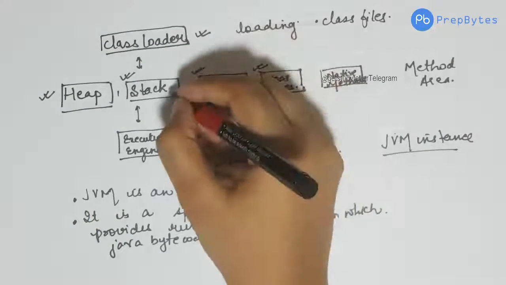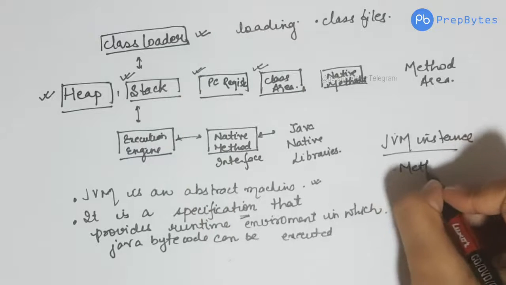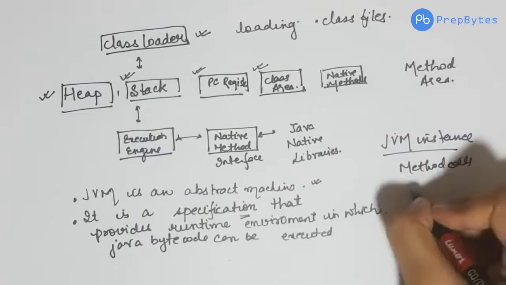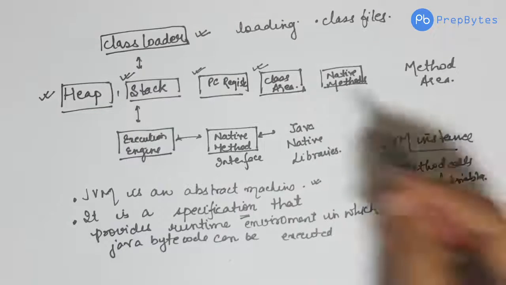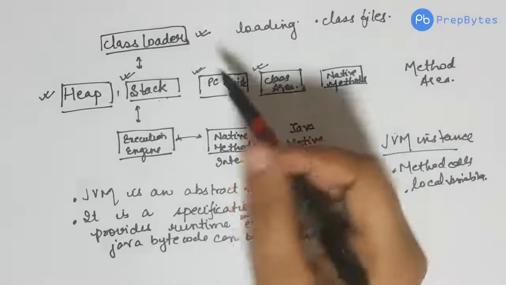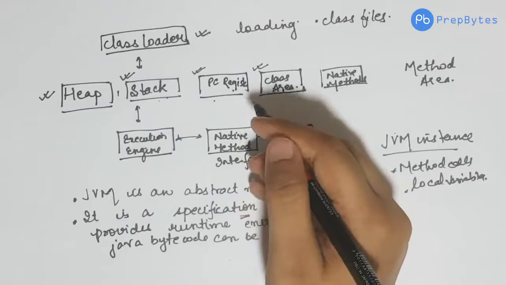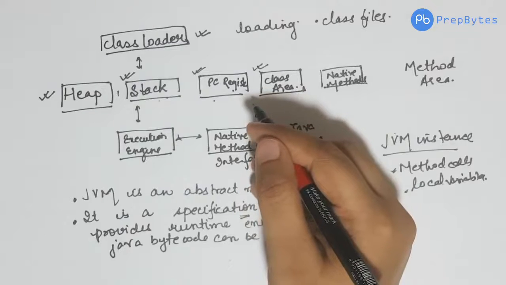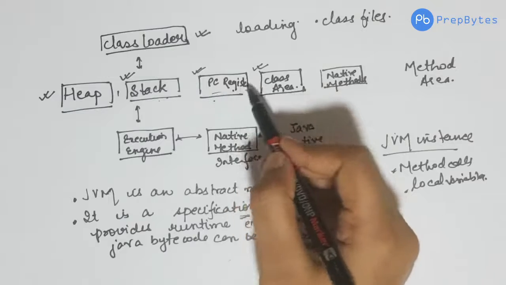Now what is a stack? Stack is used to store method calls and local variables. We have PC registers that store the address of the current execution of a thread. So whatever execution is happening, the address is stored in PC register.